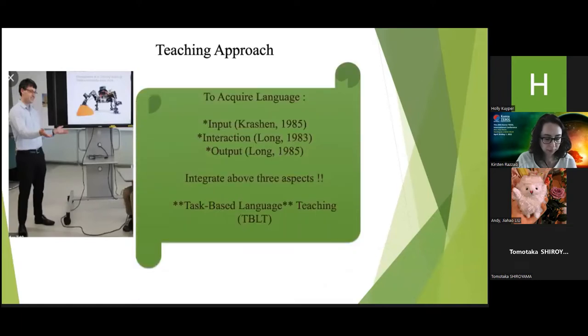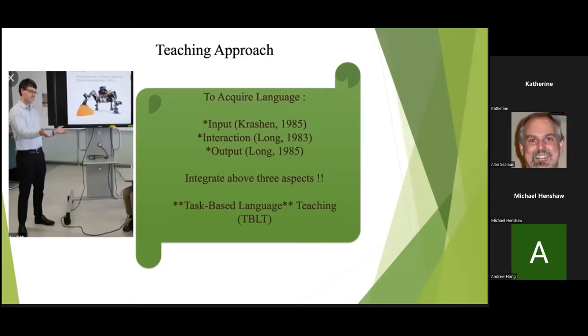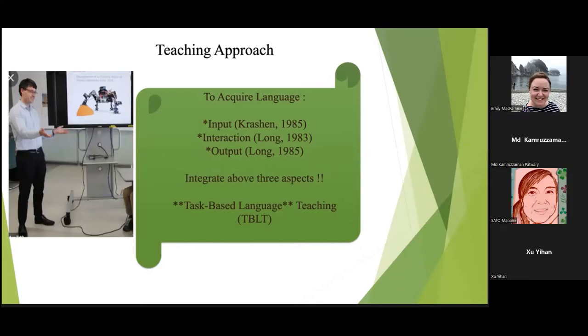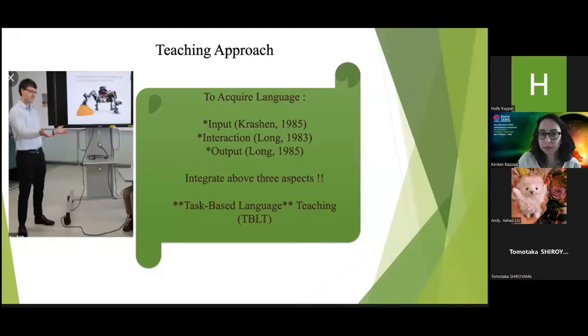For example, to acquire language, the first one is input theory. Input theory, according to Krashen, 1985: learners are able to acquire a language through ample accidental or subconscious exposure to input. Output is not needed. Then the interaction theory, Long, 1983. Modification in interaction gives learners the best input, which can assist learners to acquire new language. Then 2 years later, in 1985, the output hypothesis is Merrill Swain's theory. When learners try to make themselves understood, their language can be promoted.